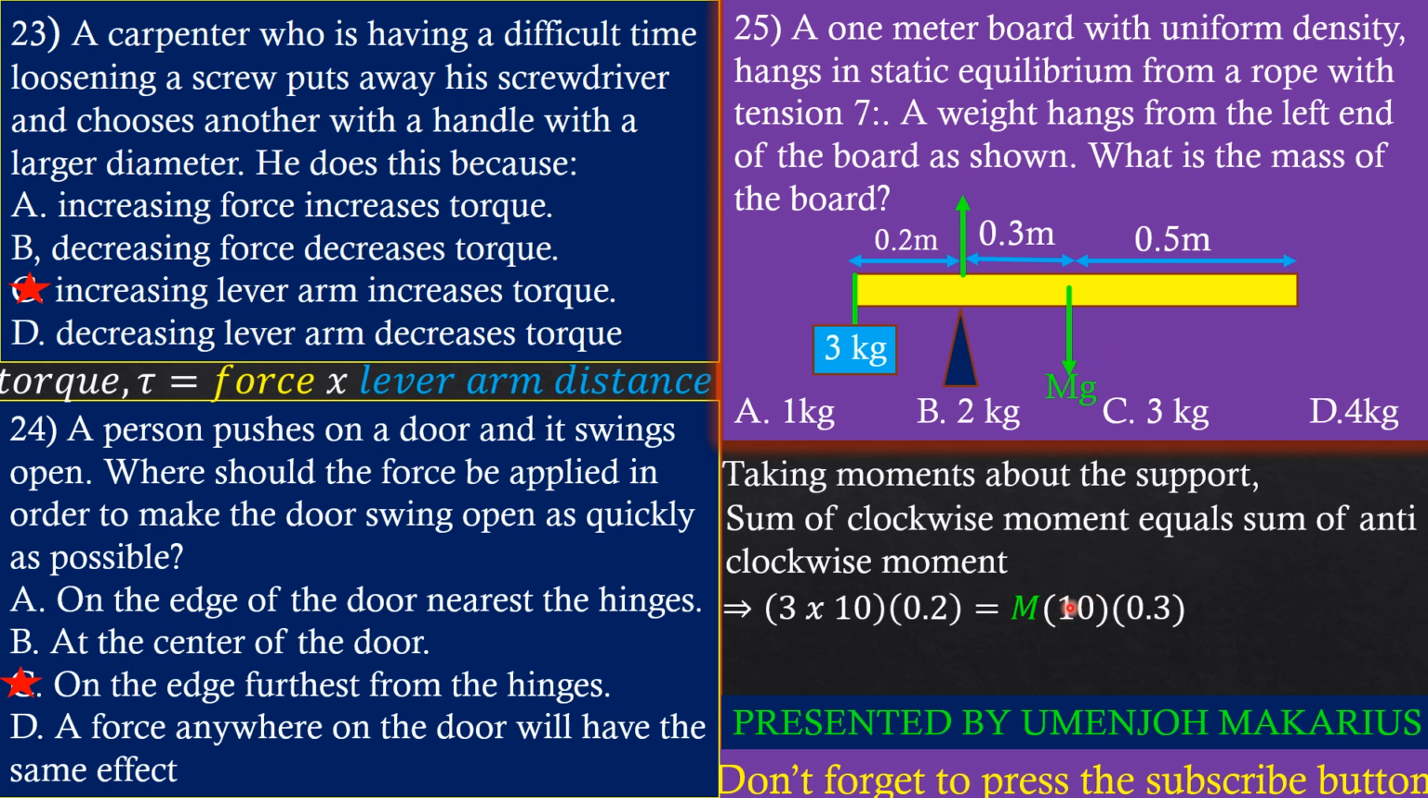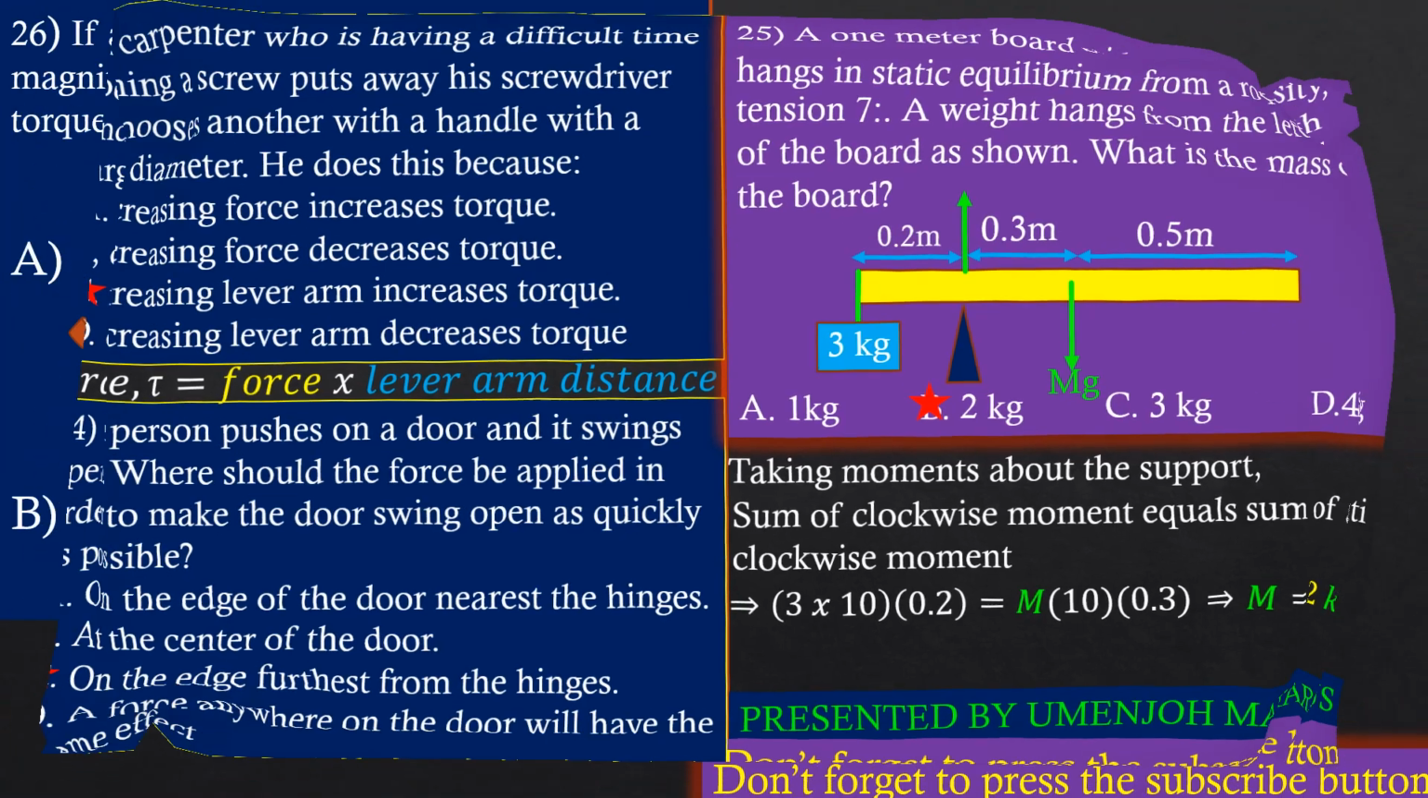mg. The g is 10. The distance from the pivot is 0.3. Keep in mind that this 3 kilogram force is going to cause an anti-clockwise rotation, whereas the weight causes a clockwise rotation, so they should be balanced. Solving for m, guys, gives us our answer to be 2 kilograms. So option B is the best option for this question. All right, let's go to the next, friends.